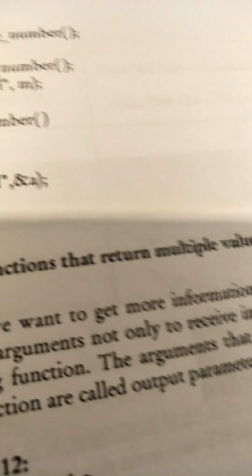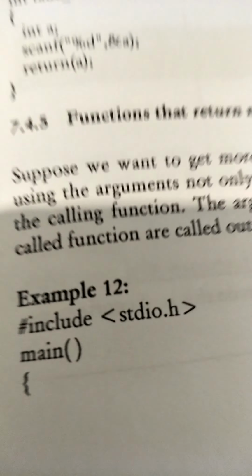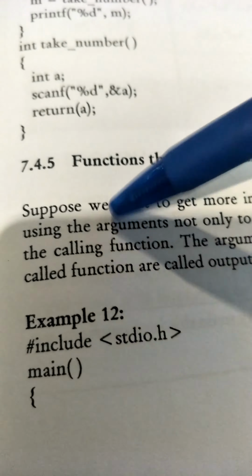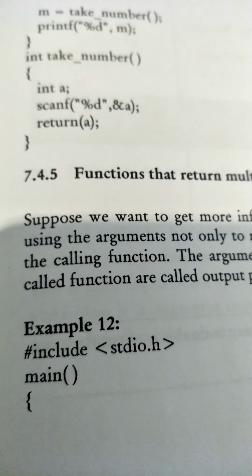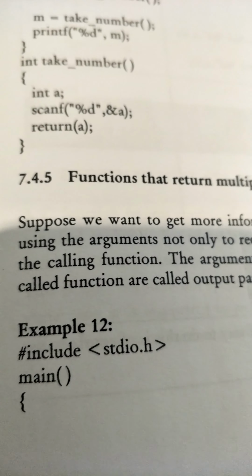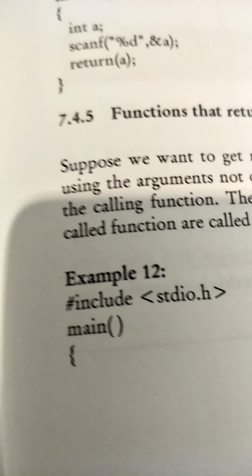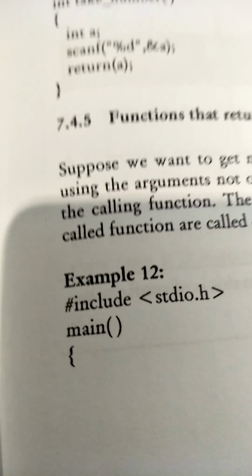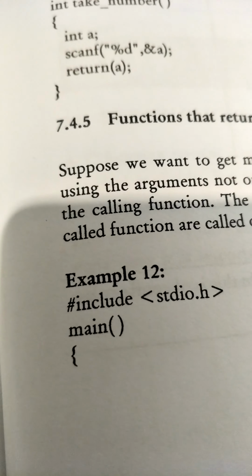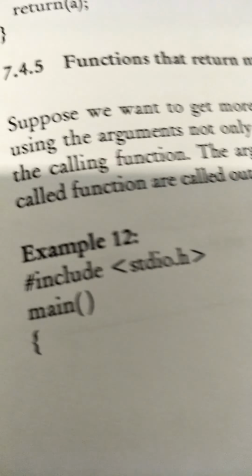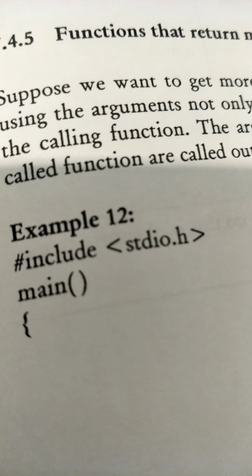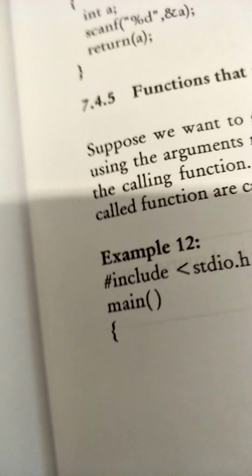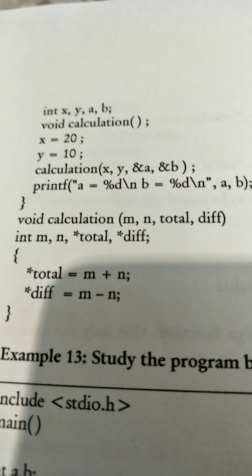So look at this example. There is some reading you can read, where it says suppose we want to get more information from the function. You can read those things. I will just explain what's going on in the programming in the example. So in this example, there is nothing in the beginning, just include and main. Remember that we try to return multiple values.